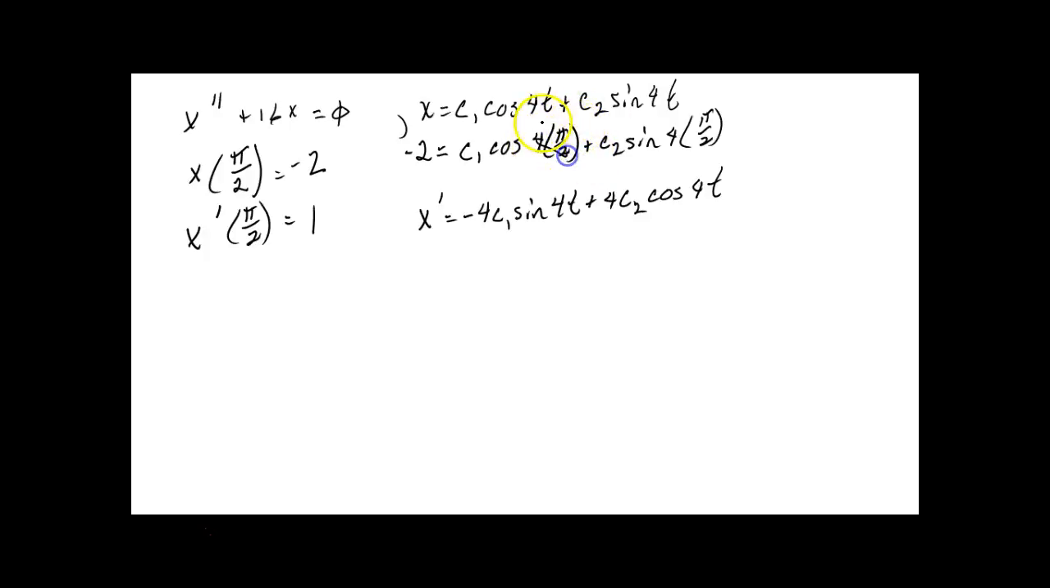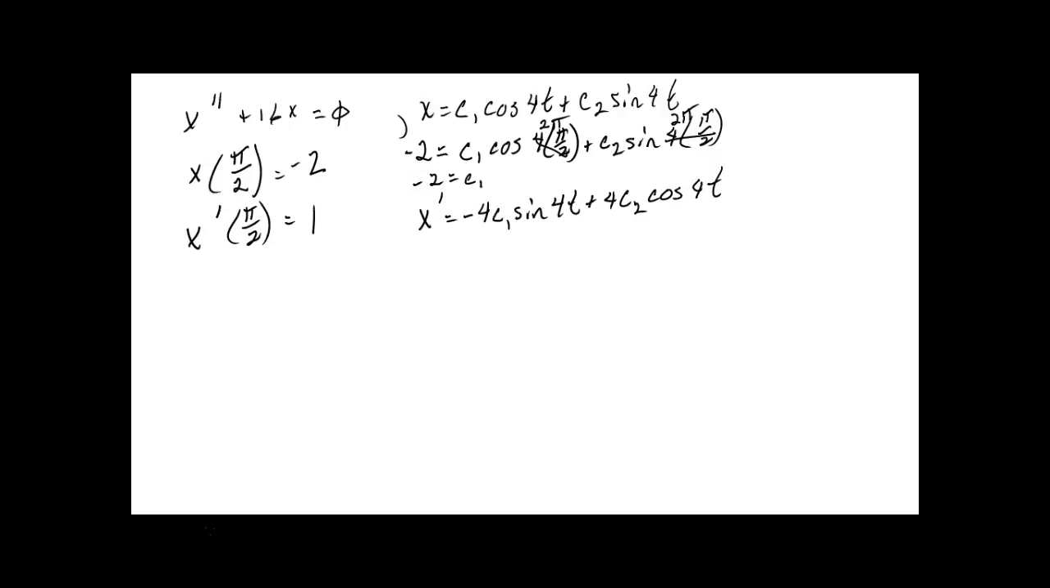2 pi. Okay, so this is going to be 2 pi, and this is going to be 2 pi. Okay? And what is cosine of 2 pi? 1. Okay, so this will be -2 is equal to C1 times 1 plus C2 times what is sine of 2 pi? 0. Hey, we just got our C1, didn't we? C1 is equal to -2.